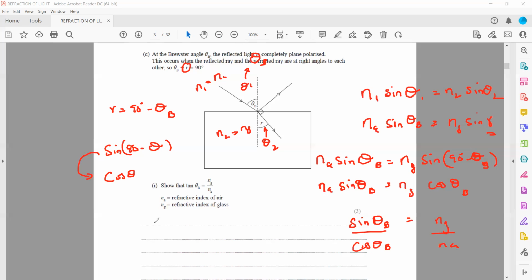And again, another trigonometric ratio: sine theta divided by cosine theta is equal to tangent theta. So sine divided by cos is equal to tangent theta. So it will be tangent theta_B is equal to refractive index of glass divided by refractive index of air. So we showed by formula, we derived this formula, that tangent theta_B is equal to refractive index of glass divided by refractive index of air.